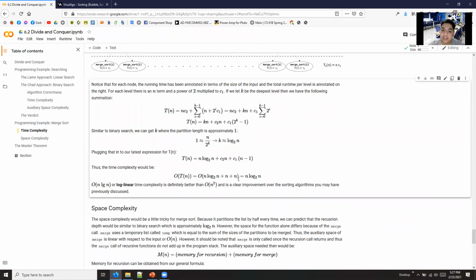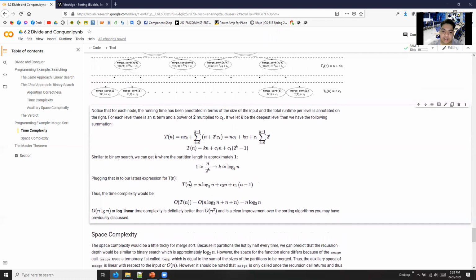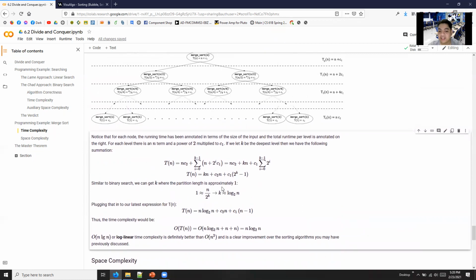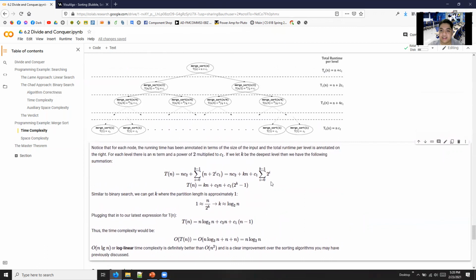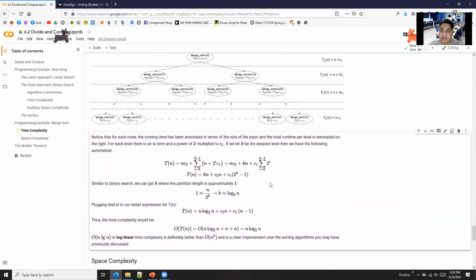Adding them all up together, we get the asymptotic notation. So the big O of T of n is actually n log n, which is definitely better than O of n squared. So n log n, sometimes called log linear, is much better than n squared since n is bigger than log n, so n squared should be bigger than n log n. So this is definitive proof that the merge sort time complexity is better than our n squared sorting algorithms that you may have encountered before.